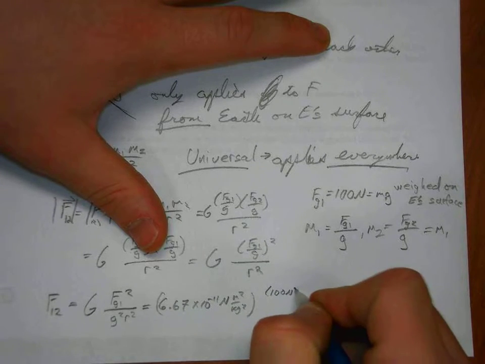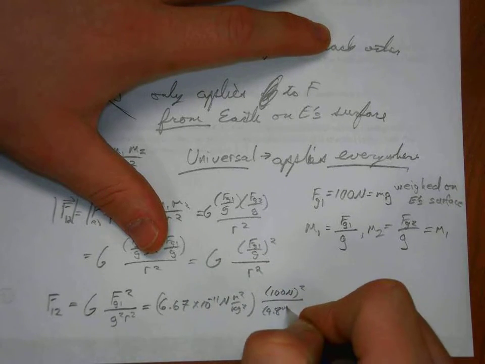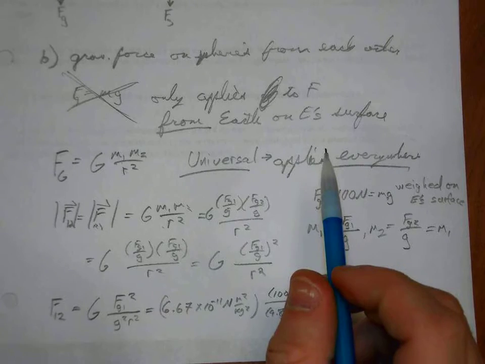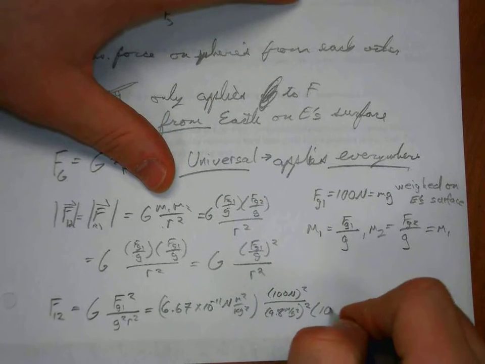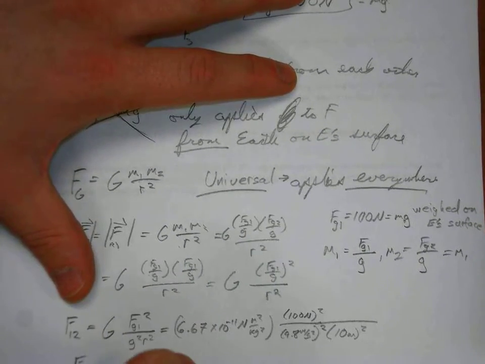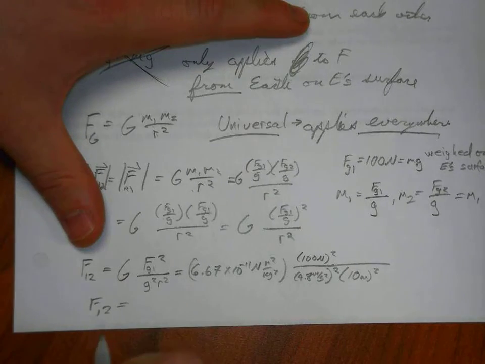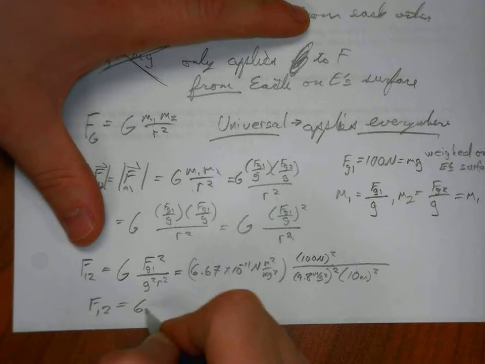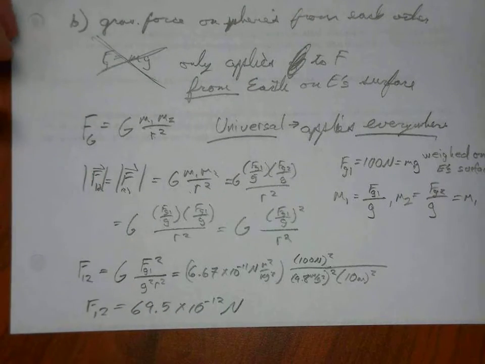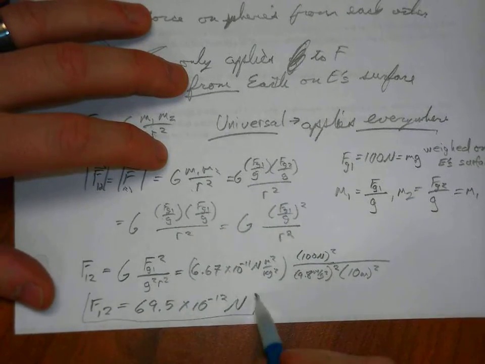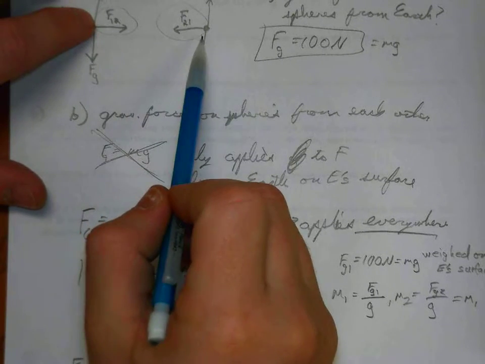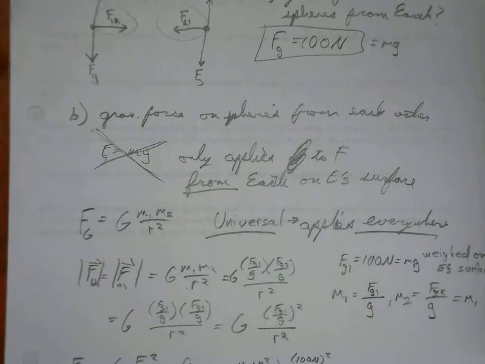Times 100 newtons squared over 9.8 meters per second squared, squared times, was it 12 meters? 10 meters, excuse me. If we multiply all that out, we get F12 equals 69.5 times 10 to the negative 12 newtons. That's our answer. Again, that's a positive force over here, and over here that's the magnitude of the negative force. But we're just working in magnitudes.